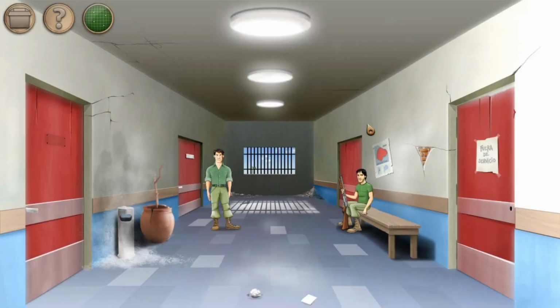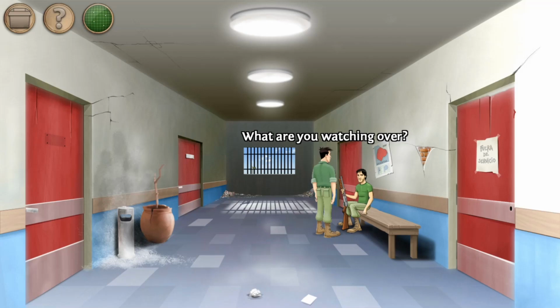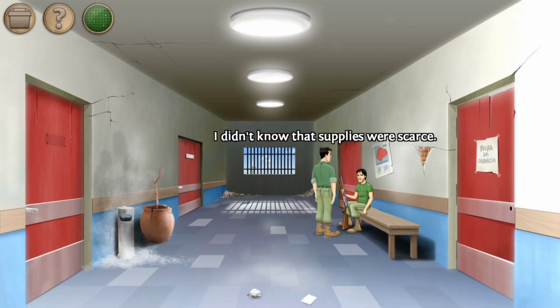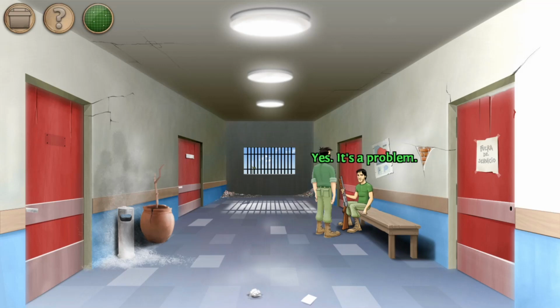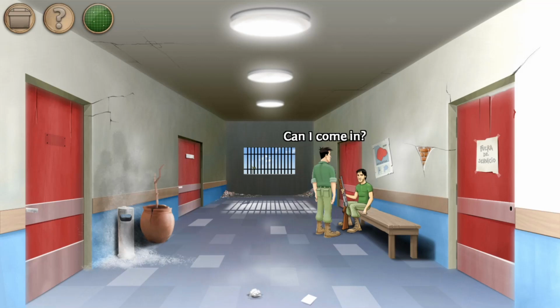Now let's exit through the door and talk to the guard. Hi. Hi. What are you watching over? The week's supplies came in today. Every time they're less and less. So I was sent to watch over the rations. I didn't know that supplies were scarce. Yes, it's a problem. But Sergio has a plan, and he's putting it into action. At least, that's what we are told. Can I come in? Don't even think about it. Nobody goes in there.